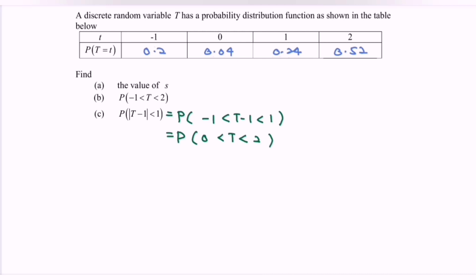So do remember, modify the situation because it is a discrete random variable. So t will be equal to 1. Kindly refer to the table where we have t equals to 1, the answer is 0.24, or 6 over 25.